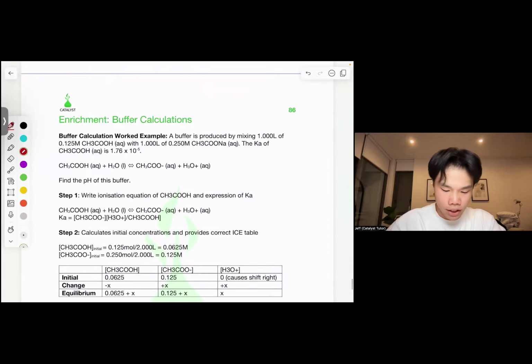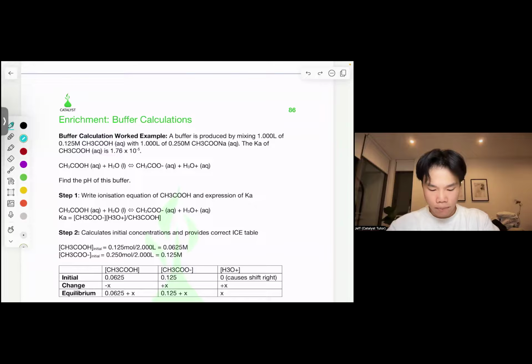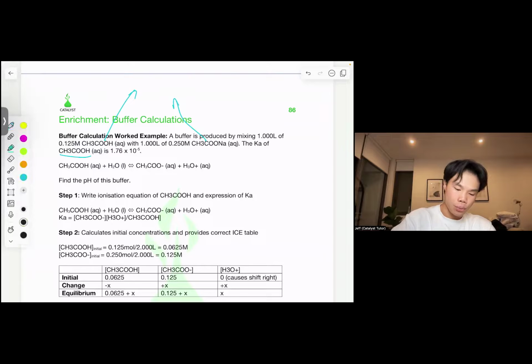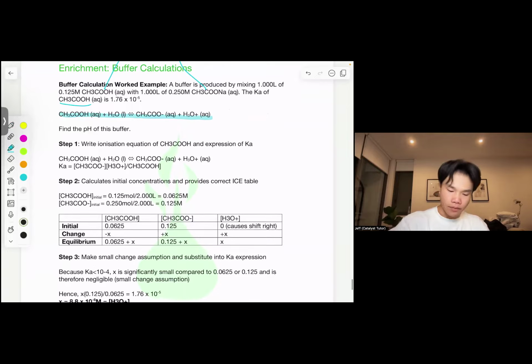So a buffer calculation is where you have a buffer, which is a weak acid and its conjugate in solution. They tell you the concentration of both of these, and they tell you what the Ka is, and they ask you to find the pH of this buffer, because at some point, this acetate and acetic acid will reach equilibrium. So the first thing you need to do is write out the equation, including this acid and its conjugate base. In this case, I've given it. So you need to find the Ka.